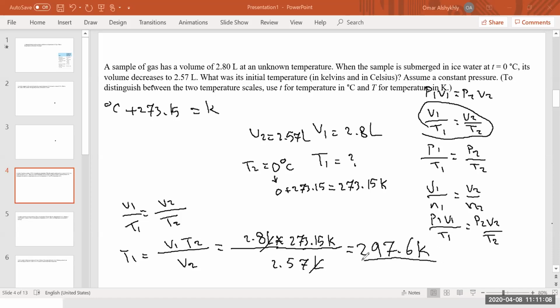Now this is in Kelvin. Now the temperature in Celsius degree will be 297.6 minus 273.15, and that will give you the temperature in Celsius degree. So here minus 273.15, it will give you 24.4. So here it will give you 24.4 Celsius degree.